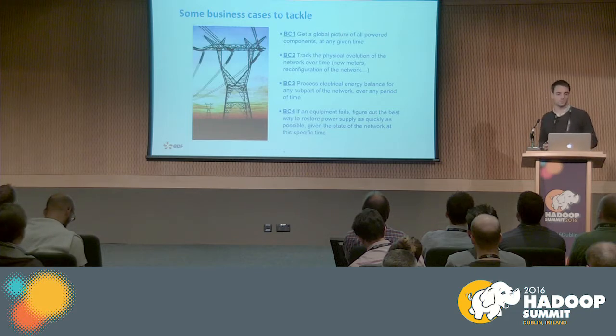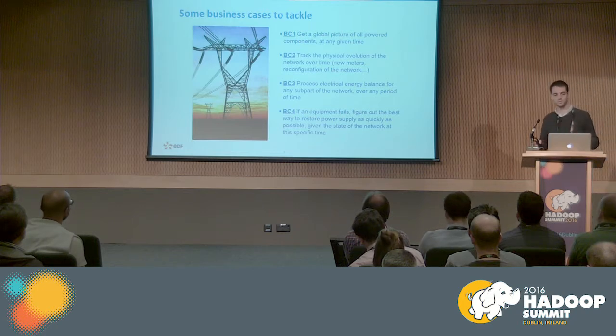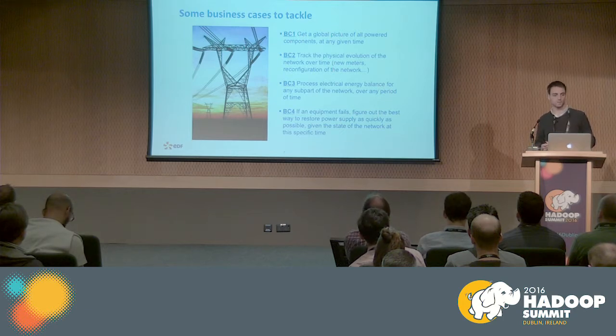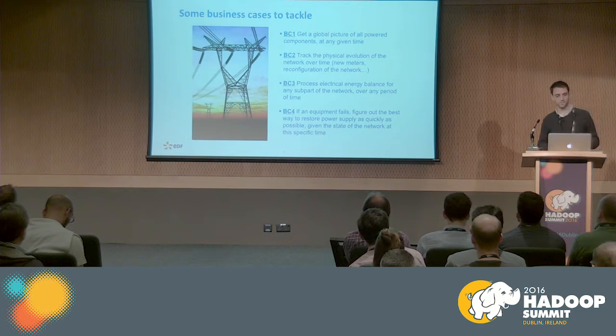For this study, we wanted to cover a few business cases as a proof of concept. The first one is to provide a way to get a global picture of all powered components at the present time or at any given time in the past. The second one is to be able to track the physical evolution of the network over time. By physical evolution, I mean the addition or suppression of technical equipments from the network.